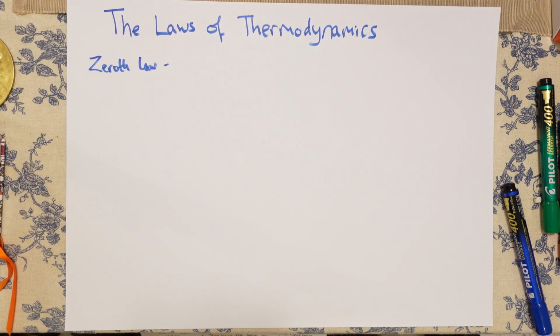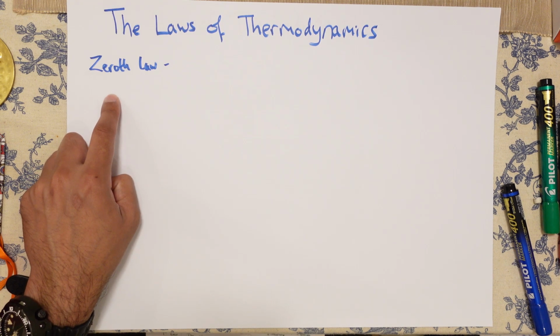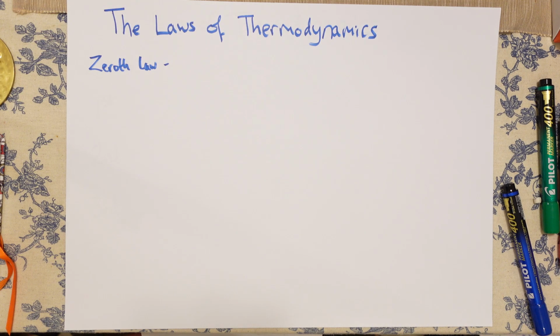Today we're going to be looking at the laws of thermodynamics. There's 4 laws to worry about, and the first one is, as I've written here, the 0th law. Now the 0th law states that objects in contact are in thermal equilibrium if they have the same temperature.